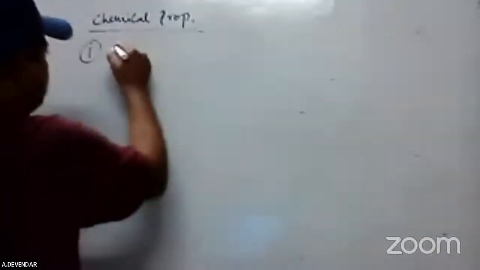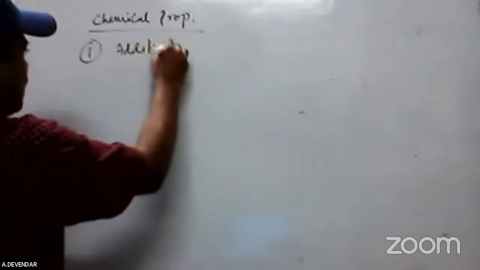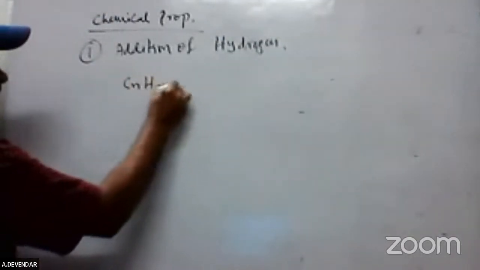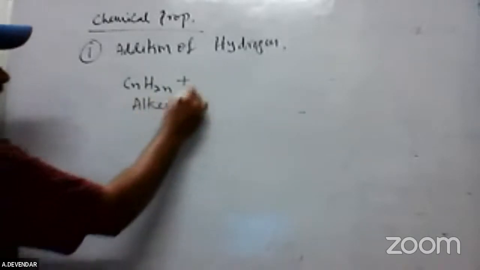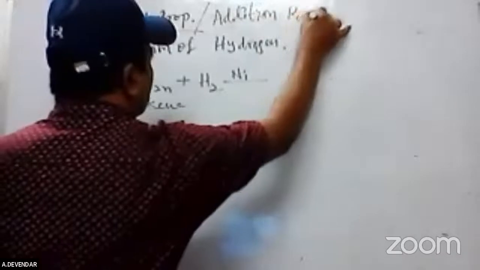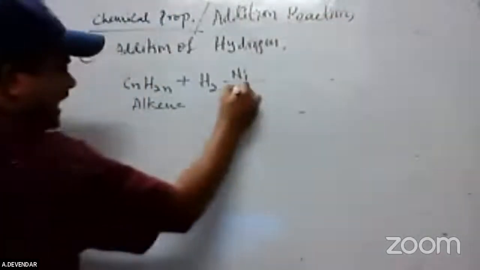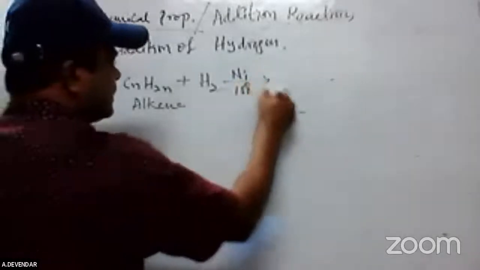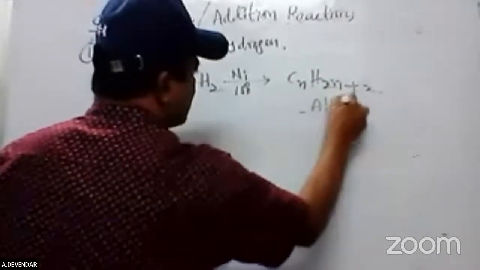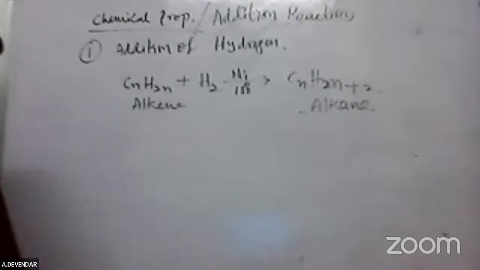Now, addition of hydrogen, which you already know as hydrogenation. The general formula CnH2n is an alkene. When the alkene is hydrogenated, that means you are adding hydrogen; these are all addition reactions. Adding in the presence of a catalyst at 180 degrees Celsius, there is formation of CnH2n+2. What do you get? An alkane is formed. That is the preparation of alkanes we have observed. Okay, this is the first method.